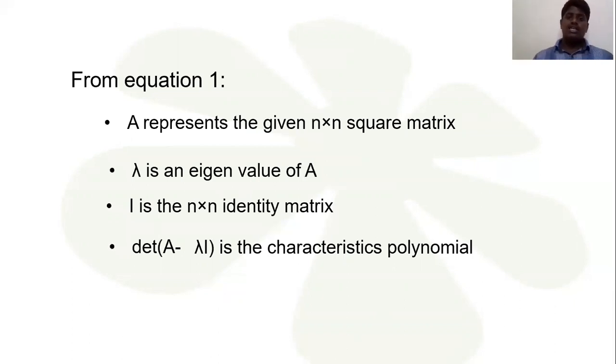For equation 1, A represents the given n into n square matrix. Lambda is an eigenvalue of A. I is the n into n identity matrix. Delta of A minus lambda I is the characteristic polynomial. In that equation, A represents the given n into n square matrix, lambda is an eigenvalue of A, and I is the n into n identity matrix. Hence, delta of A minus lambda I is the characteristic polynomial.